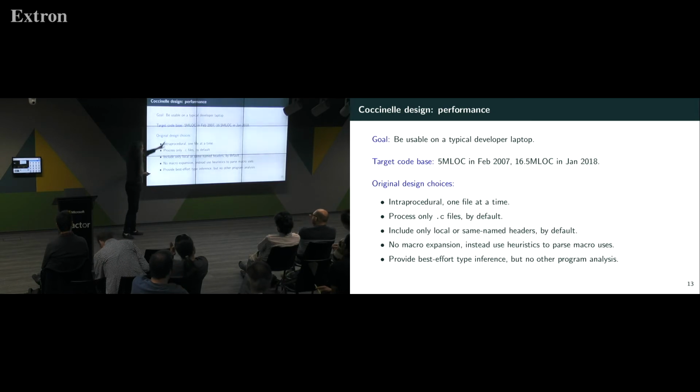So our code base in 2007, basically when we were initially working on the project, was 5 million lines of code, 16.5 million lines of code in 2018, 18 million lines of code today. It just gets bigger and bigger. So performance is kind of an important issue.